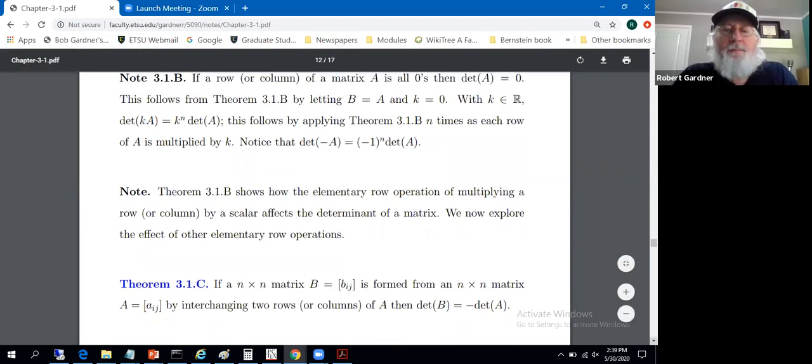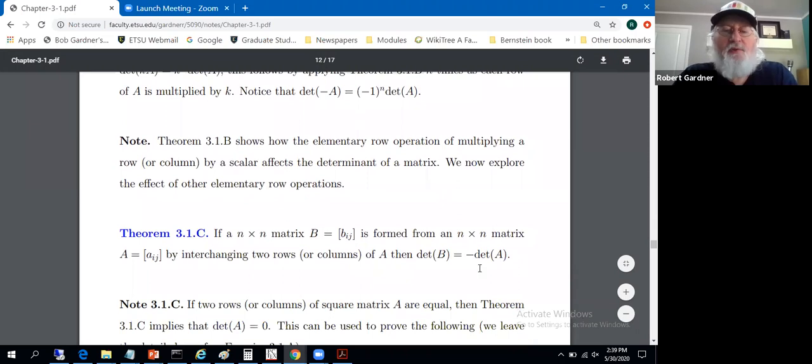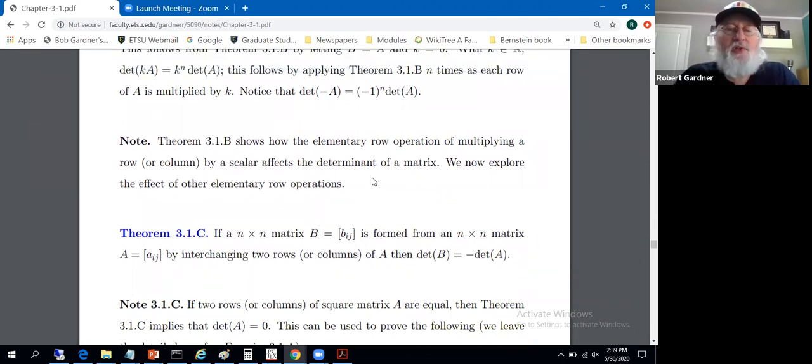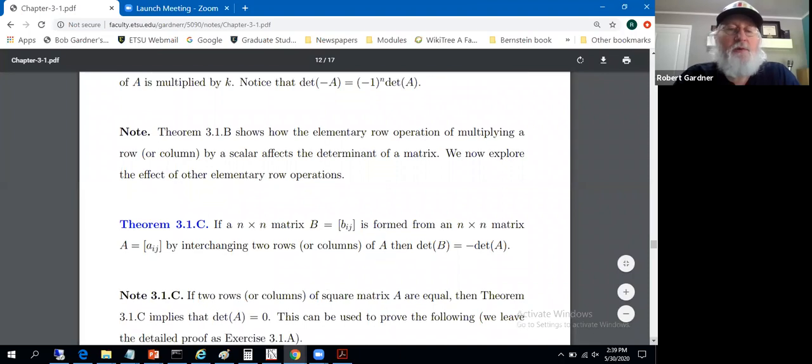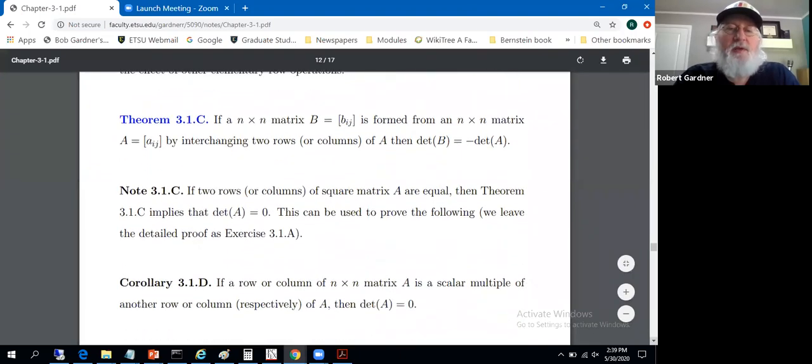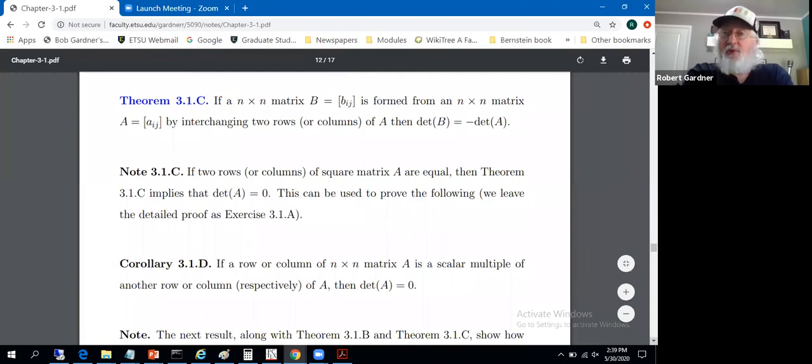Okay, so we're looking at elementary row operations. We've already foreshadowed what's going to happen. Our first elementary row operation was multiplying a row by a scalar, a non-zero scalar if I say elementary row operation. What else can we do? We can interchange rows. That's what Theorem 3.1.c deals with. And we can add a multiple of one row to another. Those are the elementary row operations. So let's go through a proof of 3.1.c: an n by n matrix B formed from an n by n matrix A by interchanging two rows or columns. Then the determinant of B is the negative of the determinant of A.